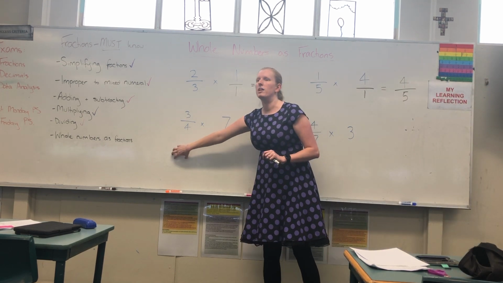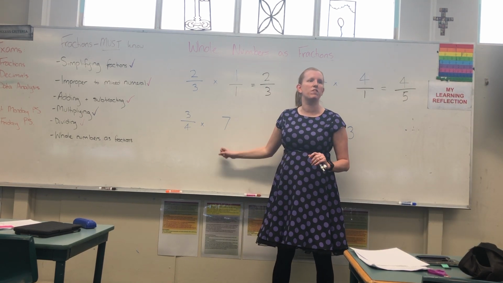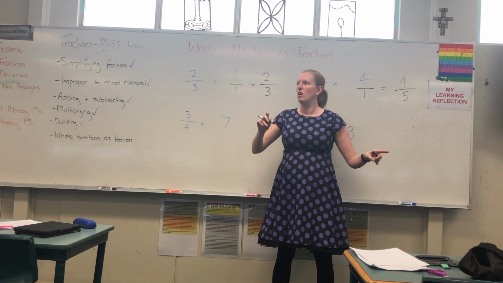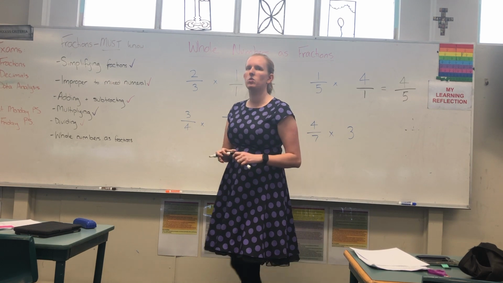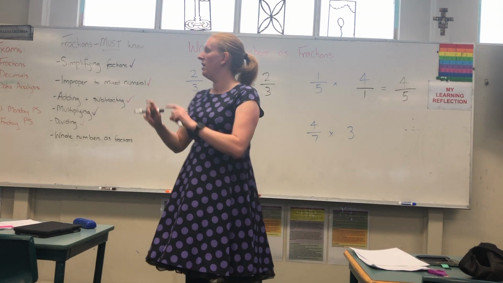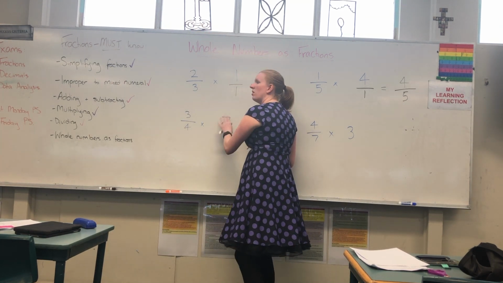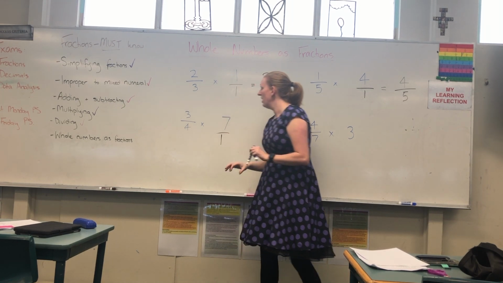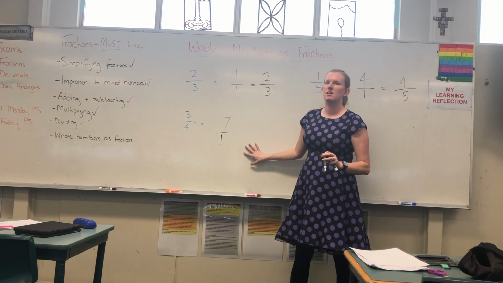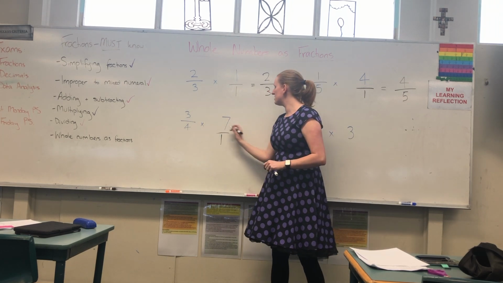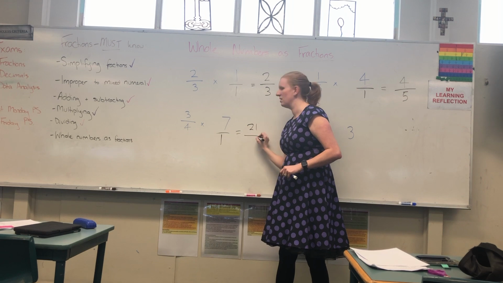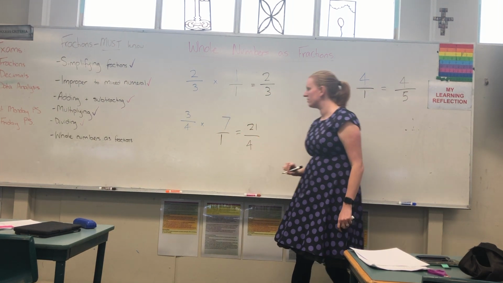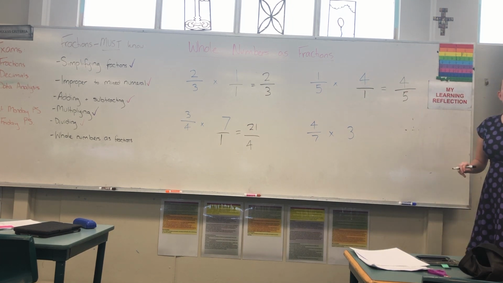Now let's do our next one. How do I turn this 7 into a fraction? Thank you for your enthusiasm. I'm very excited. But someone else who hasn't answered a question yet. Marina, how do I turn this? 7 over 1. Awesome. Now can I multiply these? Yes. 3 times 7 is 21. And then 4 times 1 is 4. I feel like Dora the Explorer answering my own questions.